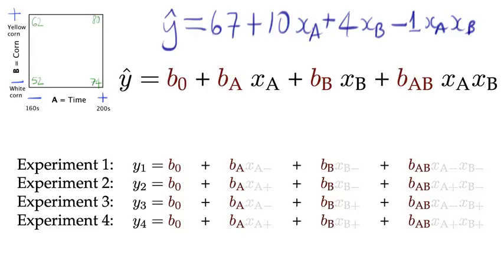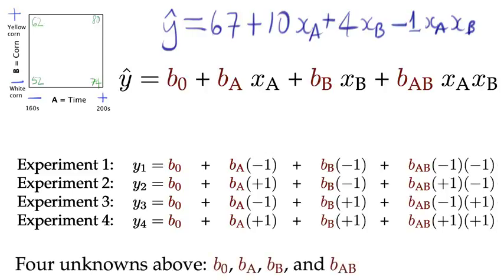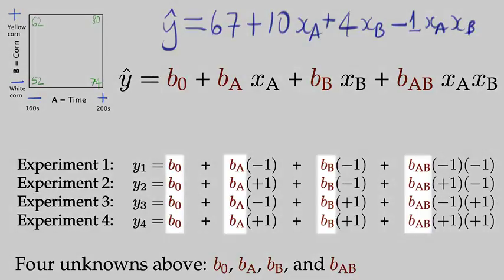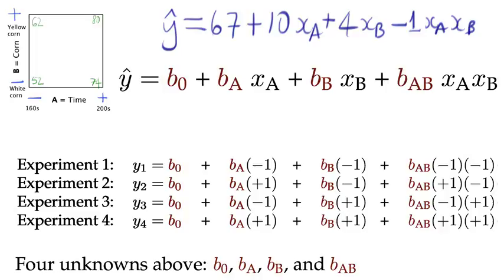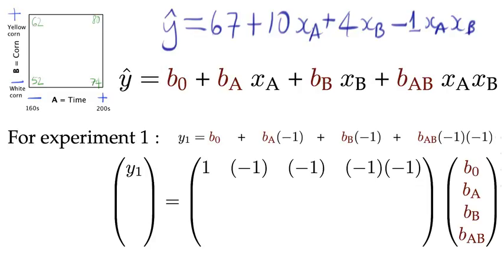Now let's substitute in -1 or +1 for the factors a and b, and we will get 4 equations. Notice that the 4 equations have 4 unknown parameters: b0, ba, bb, and bab. If you have some mathematical background, you'll recall that 4 equations with 4 unknowns represents a set of equations that we can solve. These equations are linear, and so they're very efficiently solved using matrix methods. Let me show you how.